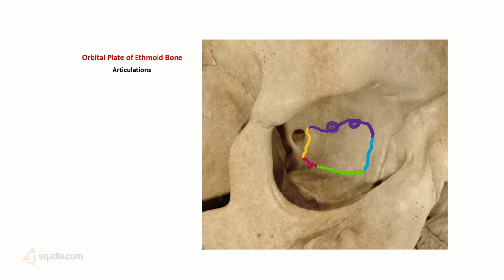posteriorly. There are also these two foramina on the frontoethmoidal suture at the junction and roof of the medial wall. The anterior foramen is called the anterior ethmoidal foramen. It transmits the anterior ethmoidal vessels and nerve. The posterior foramen is called the posterior ethmoidal foramen, and it transmits the posterior ethmoidal vessels and nerve.